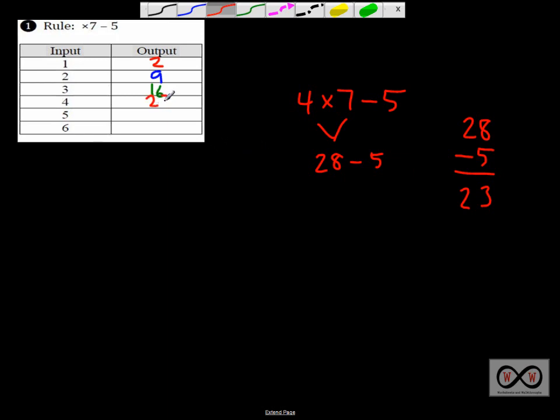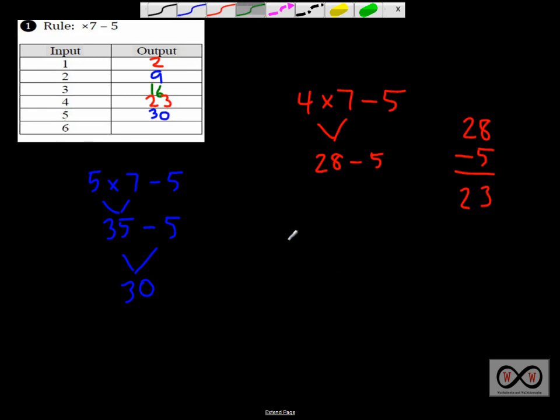Input 4, output 23. Next up, we've got 5. Write it down here: 5 multiplied by 7, subtract 5. 5 times 7 is 35. Subtract 5. 35 minus 5, you should be able to do that mentally. You have 35 and you're going to take away 5. That would leave you with just 30. Put that up in the table on the output side. And we'll move on to the last.